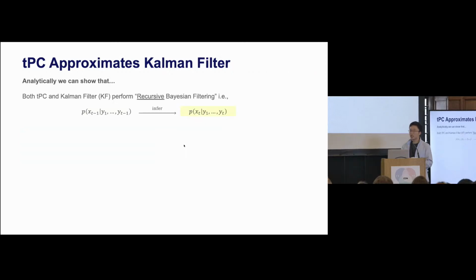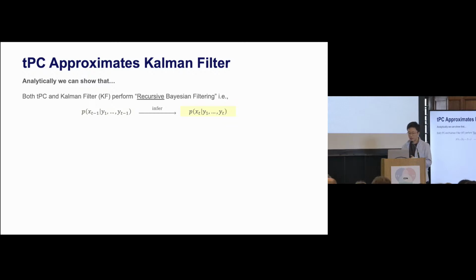So the first kind of result that we obtained with this model is that this temporal predictive coding model can approximate this well-known filtering algorithm, the Kalman filter. So analytically, we found that both temporal predictive coding and Kalman filter are instances of this recursive Bayesian filtering algorithm, which essentially is just to infer the current posterior, which is p x t given y 1 all the way to y t, based on the previously inferred posterior, which is p x t minus 1, given y 1 to y t minus 1.